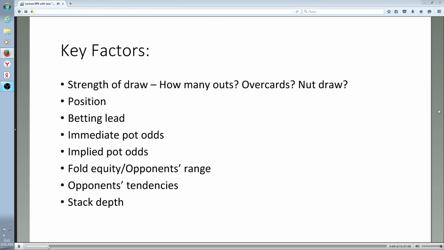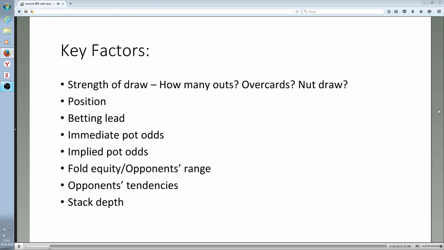Another thing we want to think about is the opponent's tendencies. So, are they aggressive? Are they passive? Are they a call station? Do they call down a lot or a little? In tournaments, this is sometimes pretty hard to decipher just because we don't have a lot of hands against most players, but it's still something you want to try and think about.